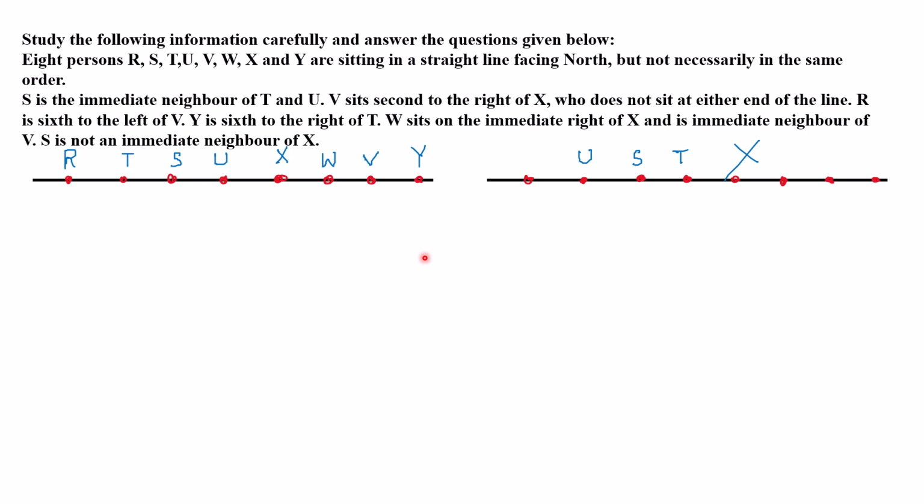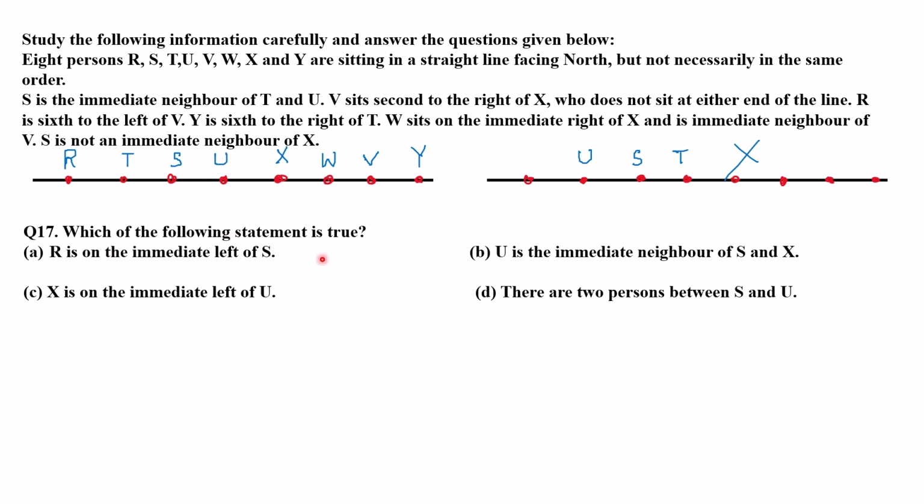Now there are few questions. The first question is, which of the following statements is true? First, R is on the immediate left of S. S is here, immediate left is T. So this statement is false. U is the immediate neighbor of S and X. Yes, immediate neighbors of U are S and X. So the second one is the correct option.